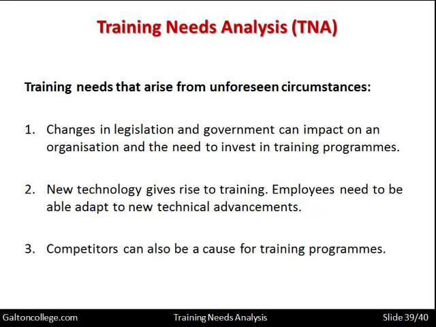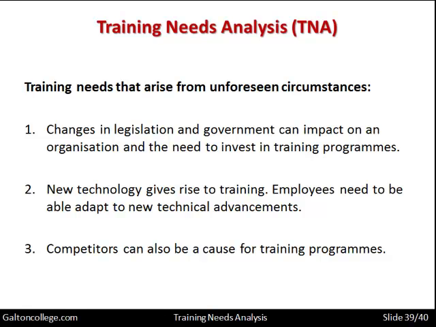Of course, competitors can also be a cause for training programs. Competitors are not standing still. Competitors within an industry are competing for the customers. They're competing on price, on quality, on design, and so on. And they're innovating and changing and constantly trying to get their workforces trained and retrained and make them more innovative, more productive, more efficient. So there is a competitive drive to make sure that training programs make sure that the employees within an organization can outcompete the competitors.